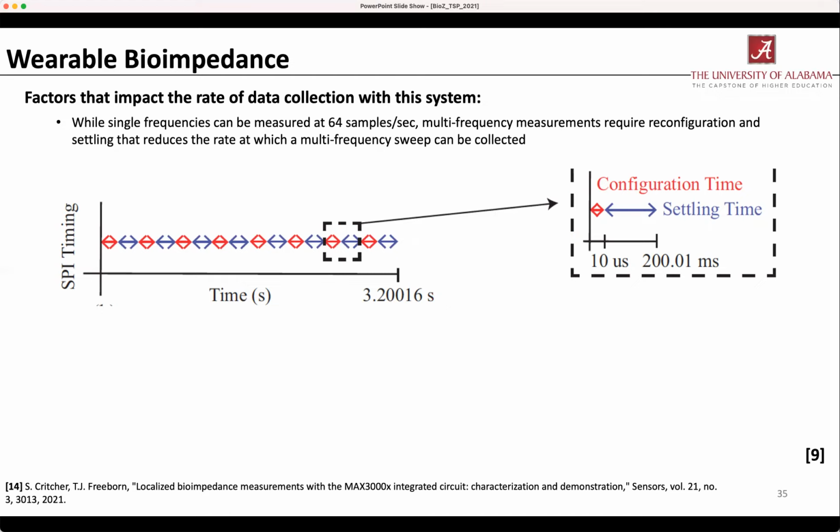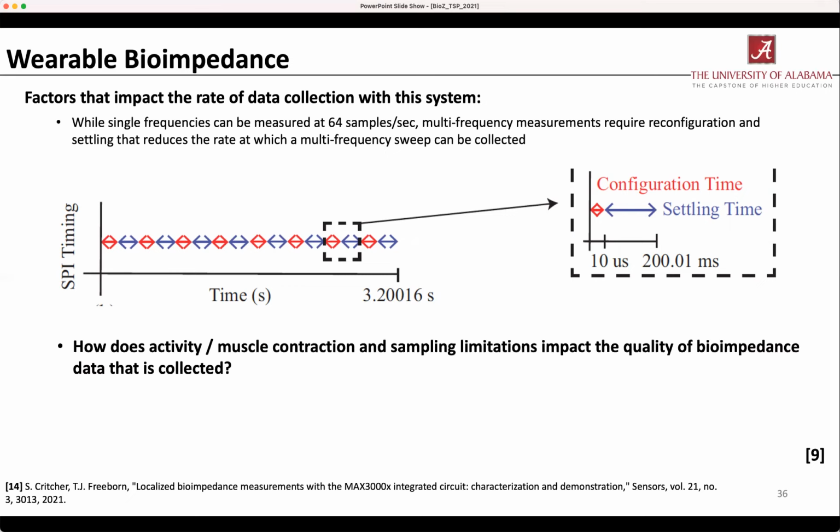Okay, well, 3.2 seconds can have a lot of activity changes. That means that we might violate some assumptions that are occurring when I interpret data, and I have to think about that when it comes into my analysis. So let's think about this. How do activity, muscle contraction, and sampling limitations impact the quality of bioimpedance? So let's tie this all together.